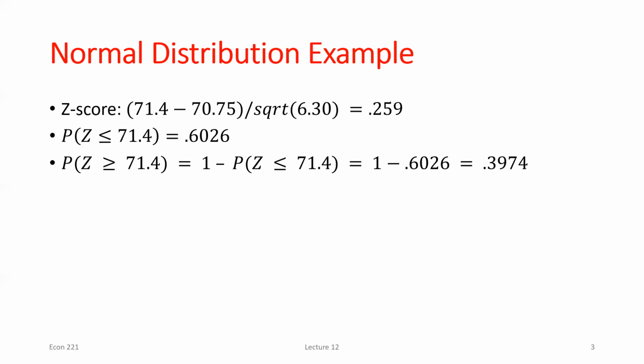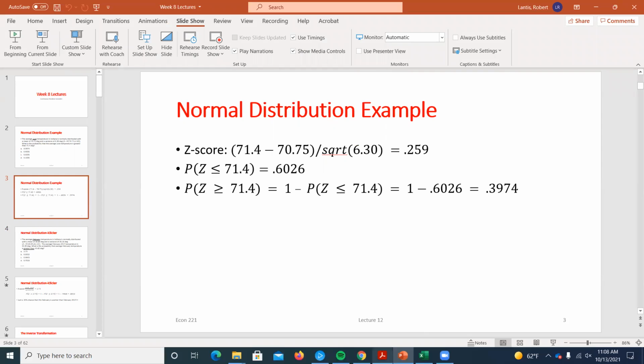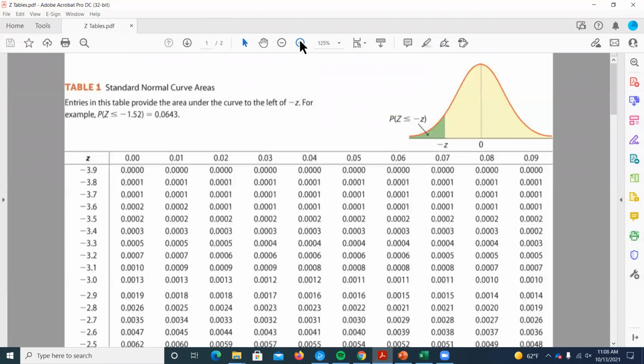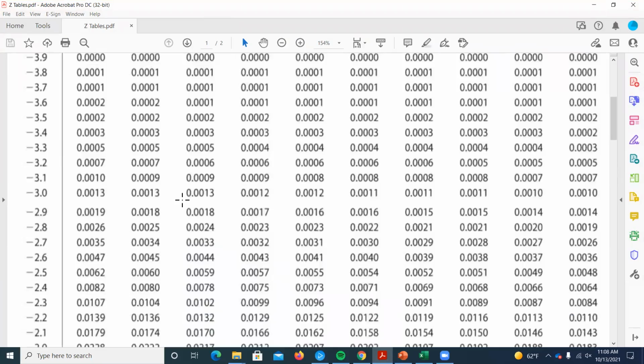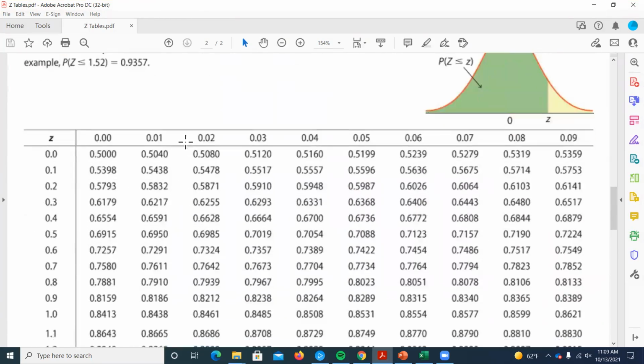How do I find this exact value? Well, at this point, I've got a z-score, so I'm going to go to the tables. Scroll down here. Now 0.259, I can only look things up to the second decimal. So I'm going to have to always round my z-score to the second decimal. So here, 0.259, we'll use 0.26. So for 0.26, the area to the left is 0.6026.